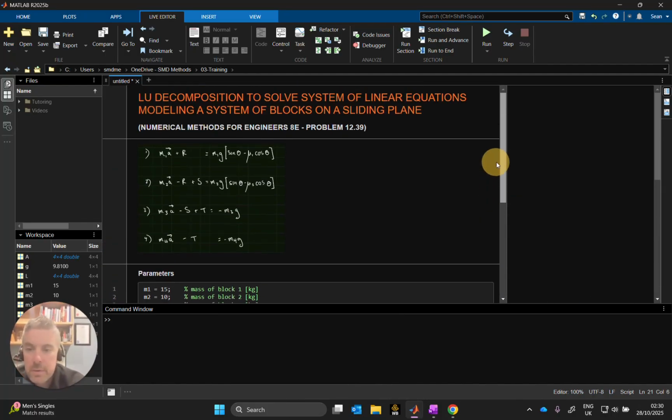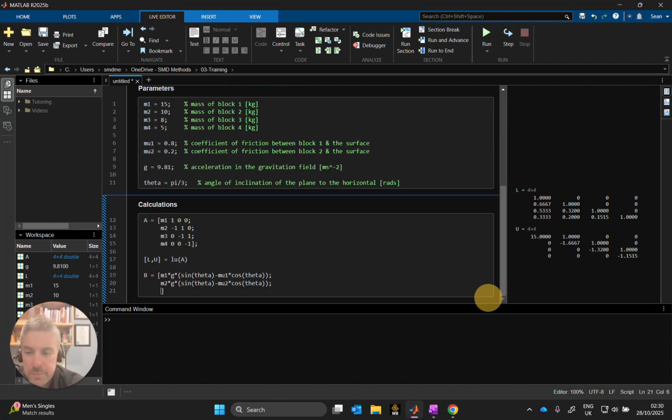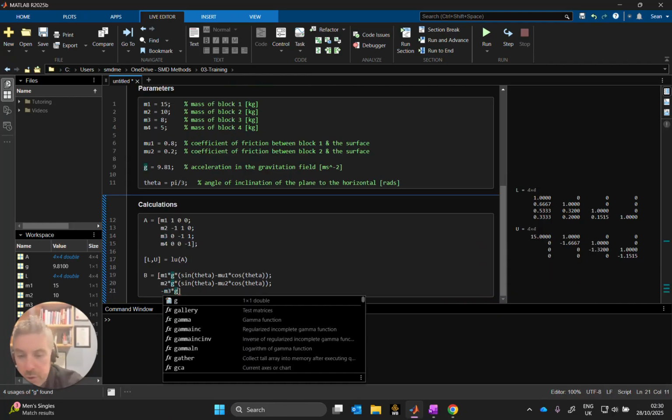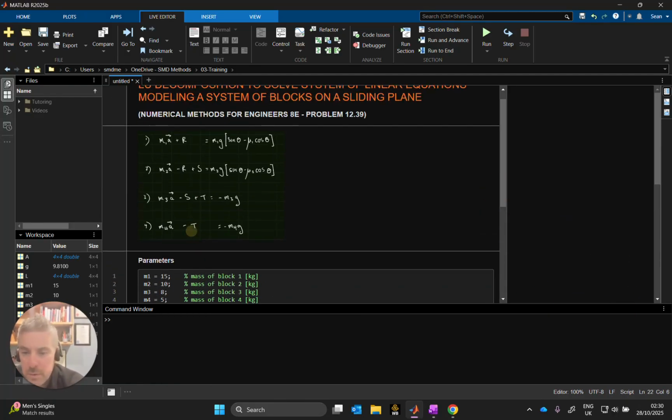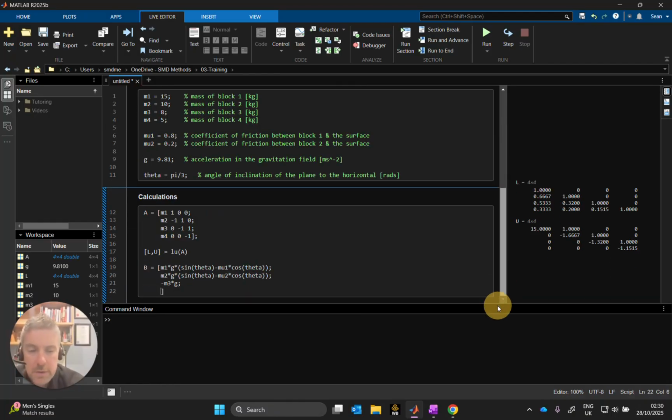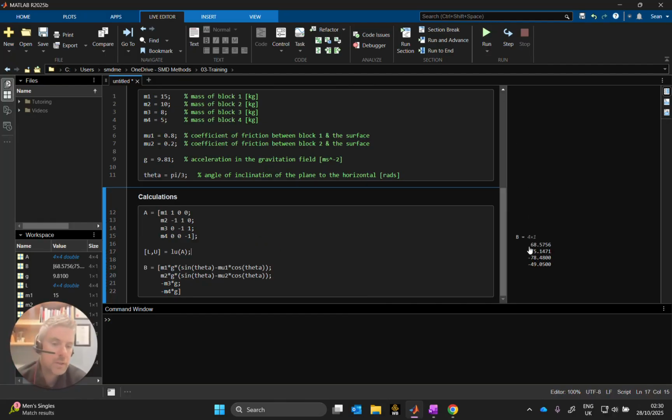Our third one is minus M3 multiplied by G. And our fourth one there is minus M4 by G. So I won't semicolon that one either. I'm going to semicolon this one back out. Just want to make sure that looks alright, which it has. It's computed. Okay, so let's semicolon that out.